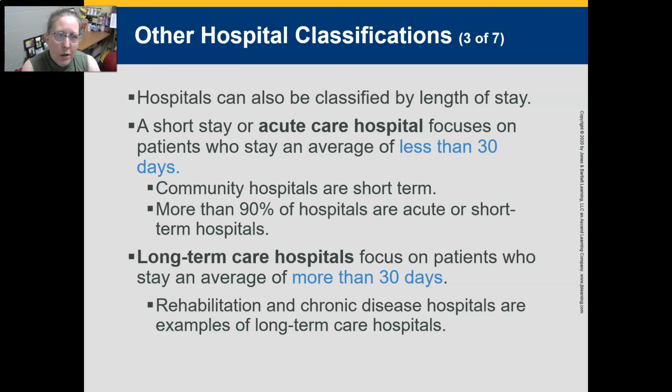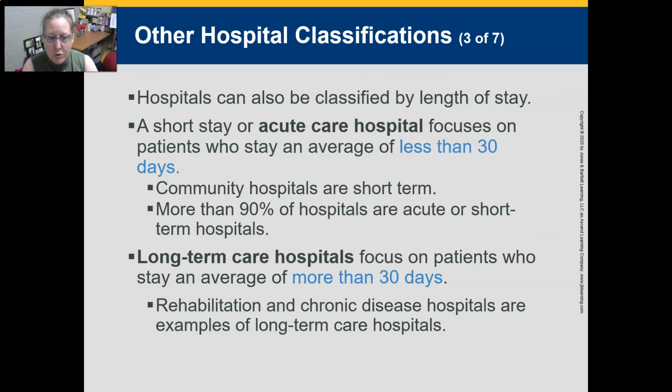So, other ways to classify hospitals. They can be classified by length of stay. A short stay or acute care hospital focuses on patients who stay an average of less than 30 days. Community hospitals and voluntary hospitals are short-term. More than 90% of the hospitals in the U.S., or probably everywhere, are going to be these acute short-term hospitals. You're not meant to stay a long time in a hospital.